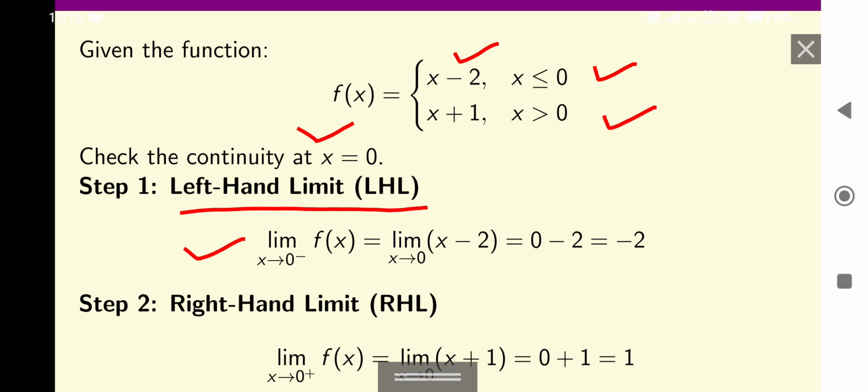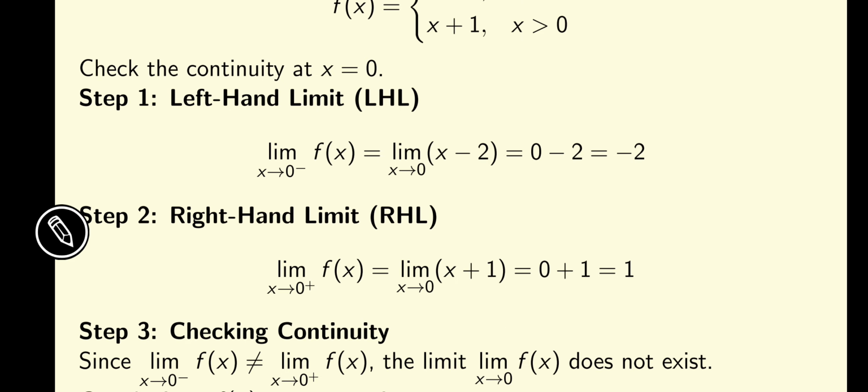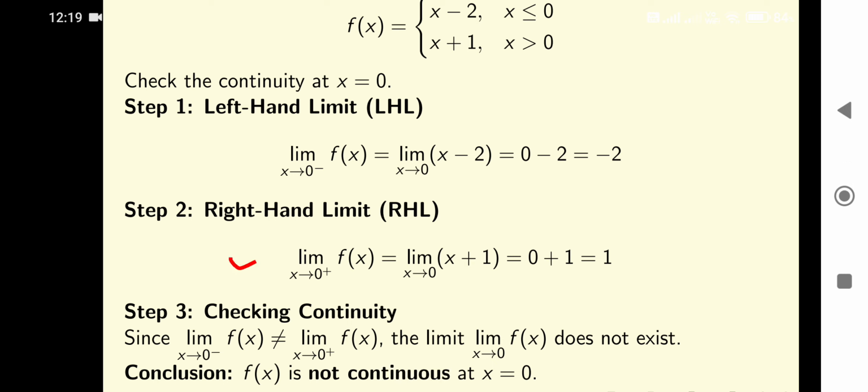So we write limit x tends to 0, x minus 2 and we simply put x is equal to 0. So 0 minus 2, it is minus 2. When we calculate the right hand limit, it means the value of x is greater than 0. So this formula will be used and we'll write limit x tends to 0, x plus 1. We put x is equal to 0 over here, we get the value 1.